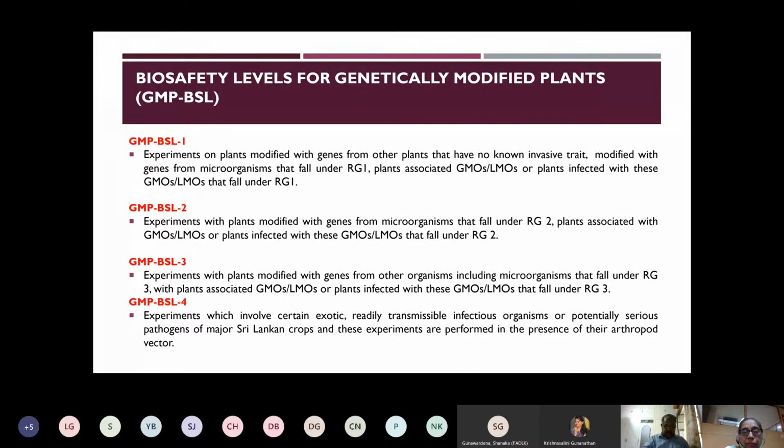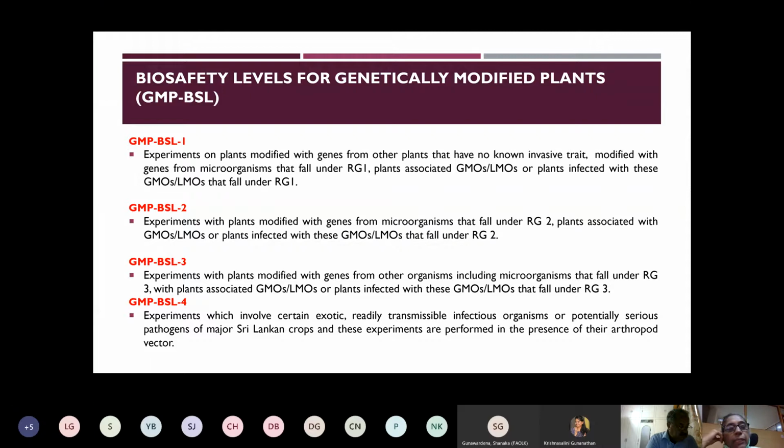After the comma, if you have plants modified with genes from microorganisms that fall under RG1, it will fall here. So there are three, four. For the purpose of making slides, I have clubbed them, but I encourage everyone who is going to work with that to look at section 7 of the guidelines, and that very nicely explains what all is covered and what all is not covered.